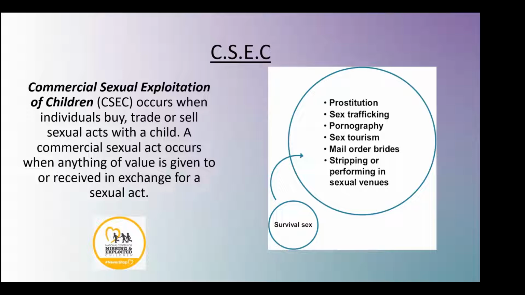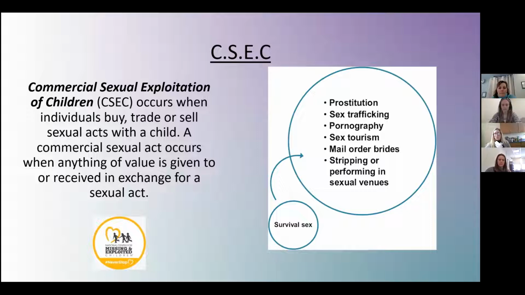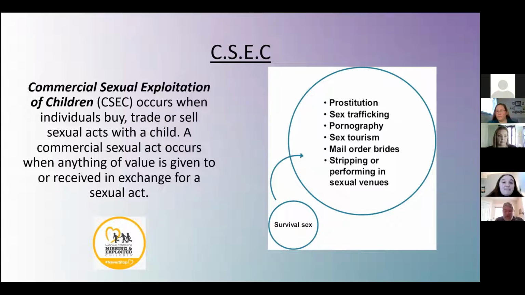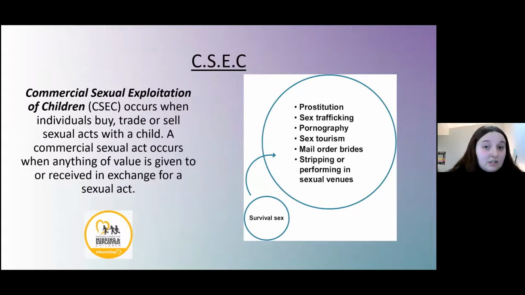It includes prostitution, pornography, sex tourism, mail order brides, stripping or performing in sexual venues, and survival sex. There have been a couple of cases where women who had children were brought over from different countries, and the men who bought these mail order brides weren't looking for them, but for their children, to take advantage of and exploit. There's also the concern that in New Jersey, a person can work in a strip club if they're 16. This is very concerning because these individuals are still children.